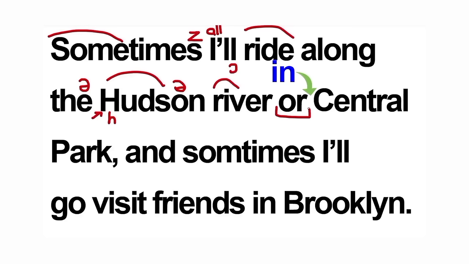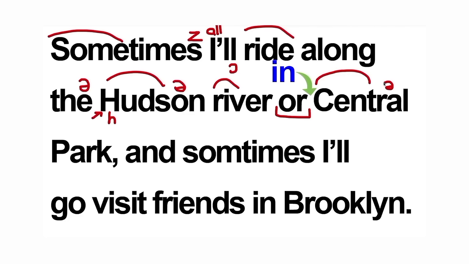Central. The stressed syllable of central is the first one. Sen. The second syllable has the schwa. Central. Did you notice I'm making more of a CH sound here instead of a T sound for the T in central? This can happen when the T is followed by an R. Central Park. And sometimes I'll go visit friends in Brooklyn.